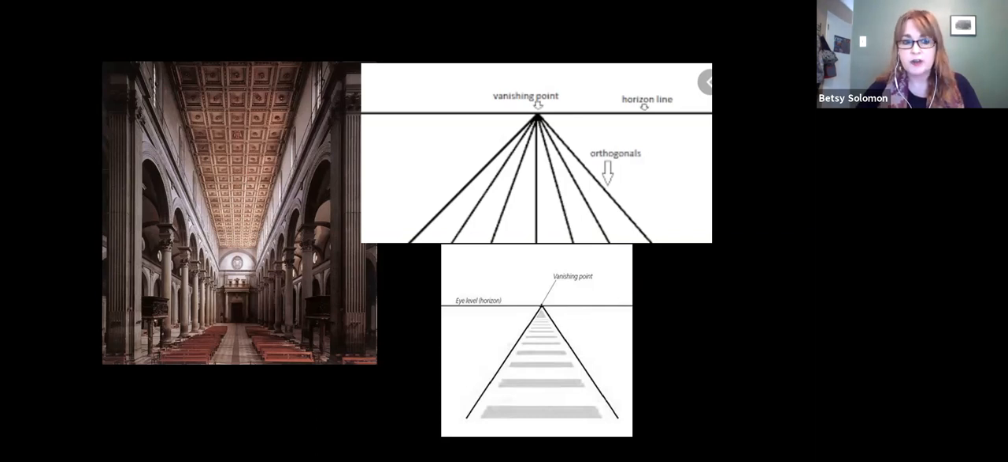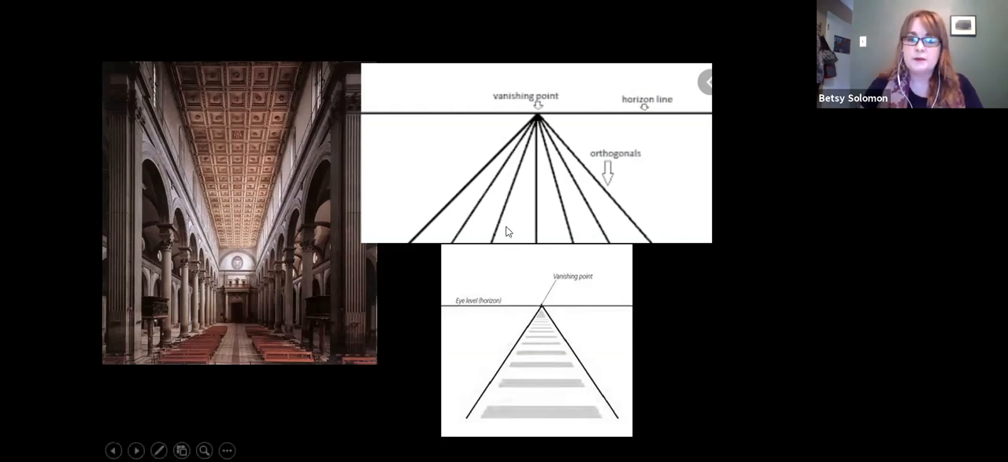So these diagrams that you're seeing in this slide next to the architectural view that we just saw are diagrams that explain to us how linear perspective works. So how I like to explain this to myself and to others is imagine a train track.